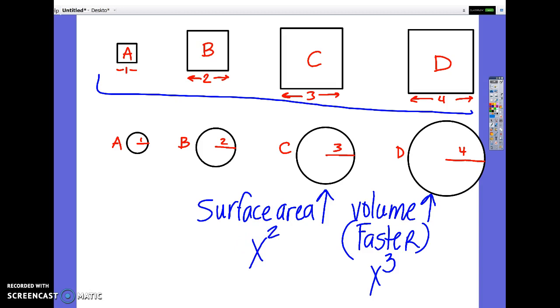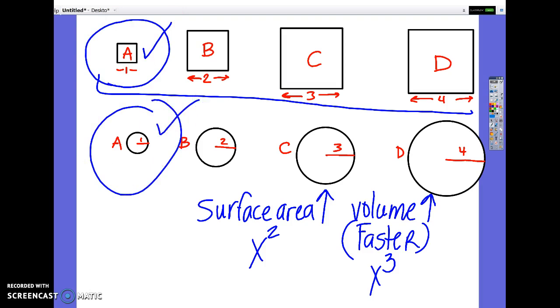So, bottom line is, if all your shapes were the same shape, and you were asked which one has the best surface area to volume ratio, the winner every time is going to be the smallest one. Because when I go from a 1 centimeter radius to a 2 centimeter radius, the volume is going to go up, and the surface area is going to go up too. But the volume is going to go up more than the surface area. So the surface area to volume ratio is going to get progressively smaller and smaller. So you don't have to calculate anything if it's the same shape. Pick the smallest one. That's going to have the best ratio.